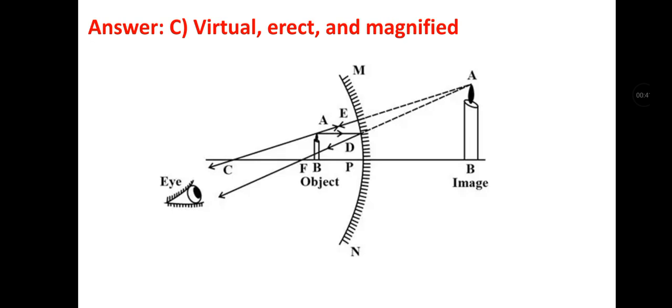So the object is placed in between focus and the pole of the concave mirror. After hitting the mirror, the rays from the object start diverging. If we extend the reflected rays, they will converge at AB. So on the other side of the concave mirror, the image will be formed. So it's virtual, erect and magnified.